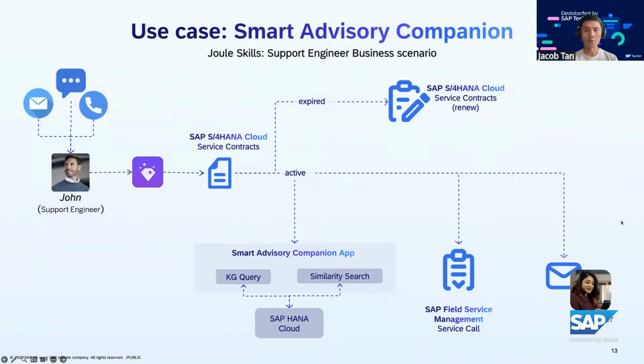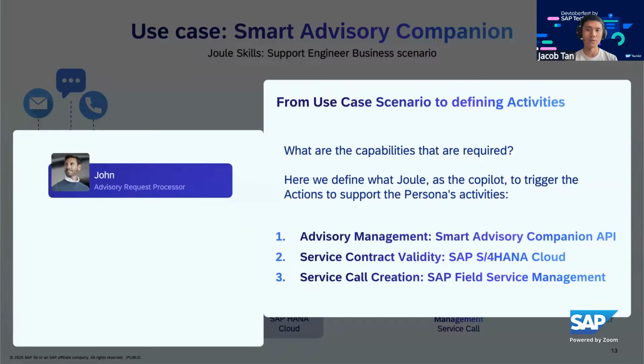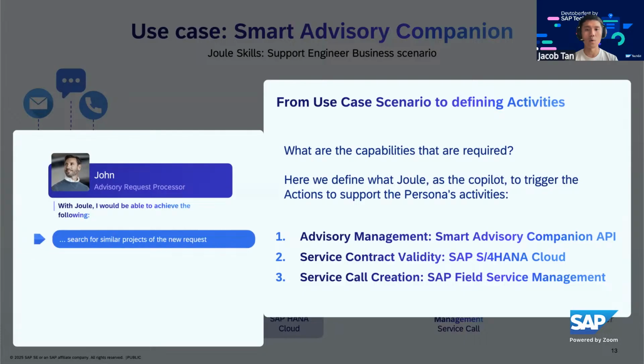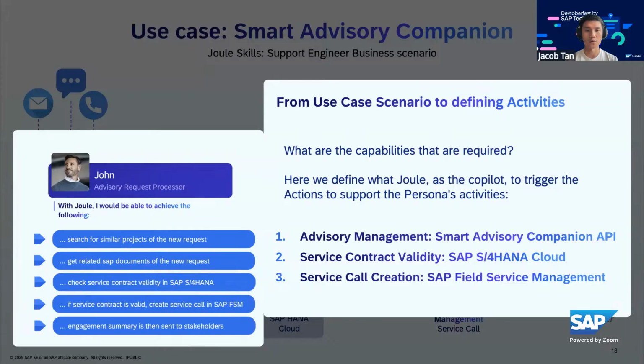So a quick recap of the use case and what we'll be implementing is mainly focusing on the persona of John, an advisory request processor or service support engineer. So what are the capabilities that are actually required? Here we define how Joule as a co-pilot could trigger an action, a defined API, to support the persona activities. And here is the list of APIs involved. Basically, we want Joule to empower John to search for similar projects and related documents from SAP Help search, check the service contract validity, create service calls, and also send a summary email to all the different stakeholders. So let's see how we implement them in Joule Studio.